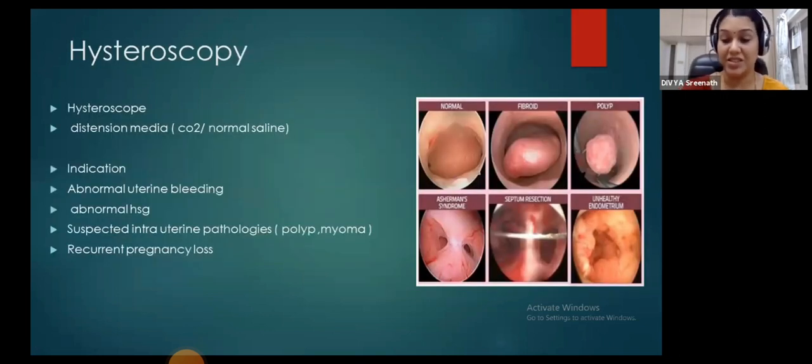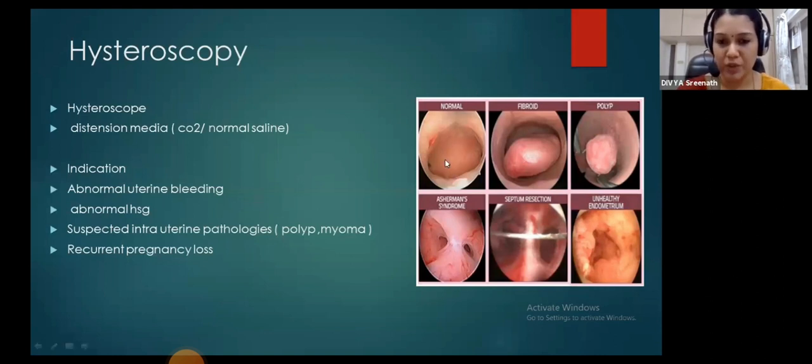And the next investigation is hysteroscopy. Like laparoscopy, the hysteroscope instrument is passed inside through the cervix. After lithotomy position, after a Cusco's speculum is inserted, this hysteroscope is passed inside the cervical opening, and a distension media like carbon dioxide or normal saline is inserted. After the insertion of media, you can see whether there is any abnormality inside the uterus.